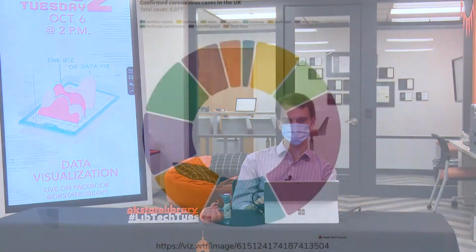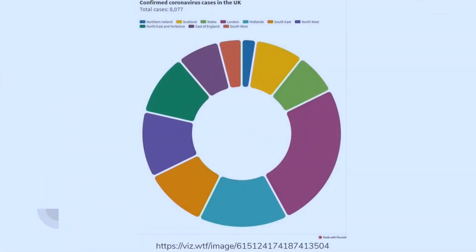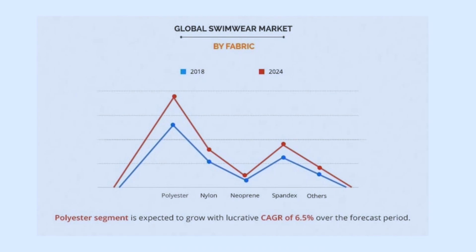So here's another one, just another pie chart. You probably can't read it, I can barely read the labels on this chart, and I am sitting right in front of it. But it's showing coronavirus cases in the UK, and there are just way too many slices, and this is absolutely useless.